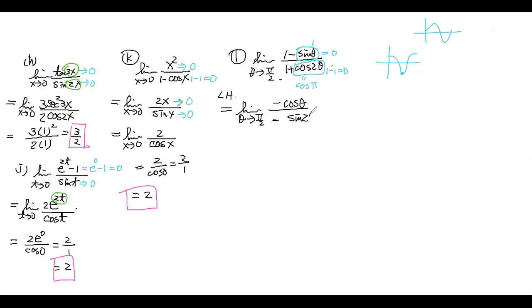So it's negative sine 2 theta. Okay, don't forget what rule? Chain rule, right? Because we have 2 theta here, so you need to do the chain rule to take the derivative of the 2 theta. So what I have here is 2, by the chain rule. Now let's see what this gives us. Cosine theta is cosine pi over 2, this is 0.